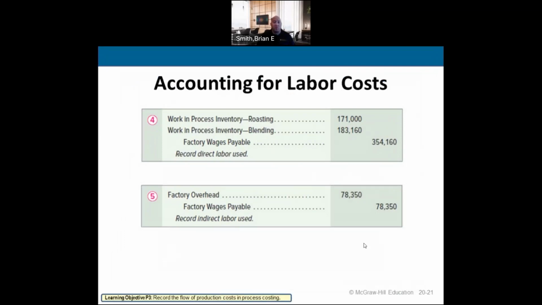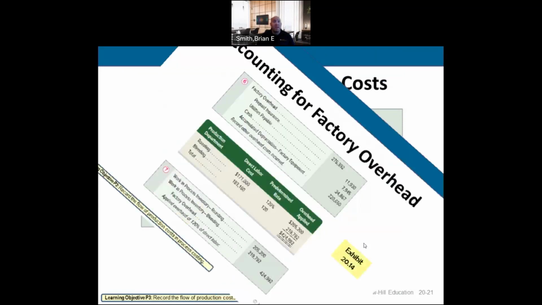Then we have our labor costs. Number 4, we're going to be putting our labor into work in process inventory and crediting our factory wages payable or debiting our factory overhead depending on the circumstance. If we're recording indirect labor, it's going to be labor related to the factory, but not necessarily specifically related to the product itself. But it is our factory overhead we're applying. Then we're going to account for our factory overhead.